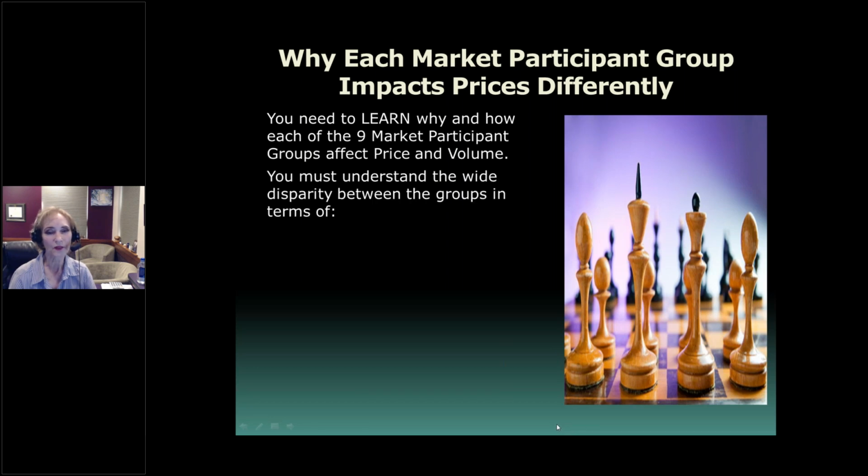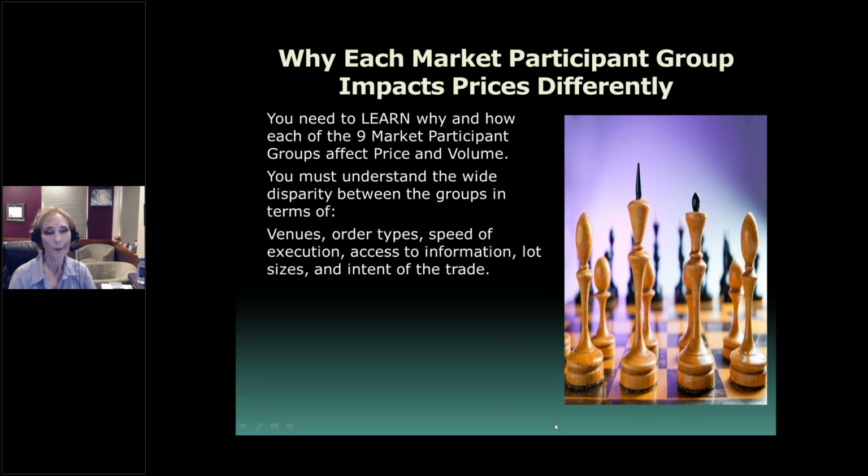and volume. You must understand the wide disparity between the groups in terms of venues that they trade on, order types they use, speed of their execution, access to information you do not have because they buy it. You get it for free. Lot sizes they use and intent of the trade.